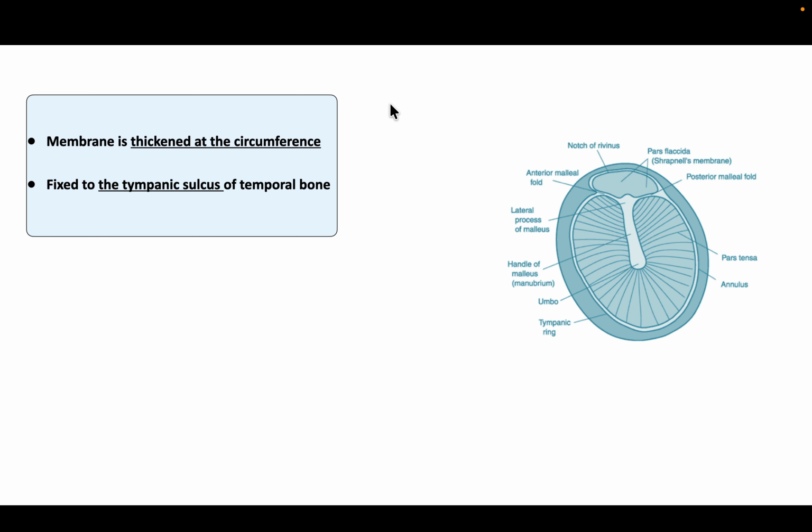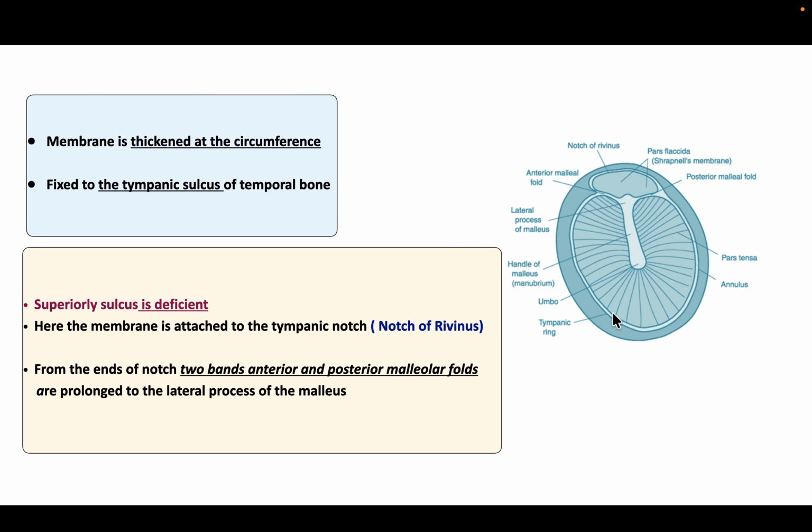Now this membrane is thickened at the circumference. You can see it is fixed to the tympanic sulcus of the temporal bone, but superiorly this sulcus is deficient. Here the membrane is attached to the tympanic notch, that is the notch of Rivinus. Now from the ends of the notch, two bands arise, the anterior and posterior malleolar folds, which are prolonged to the lateral process of the malleus.